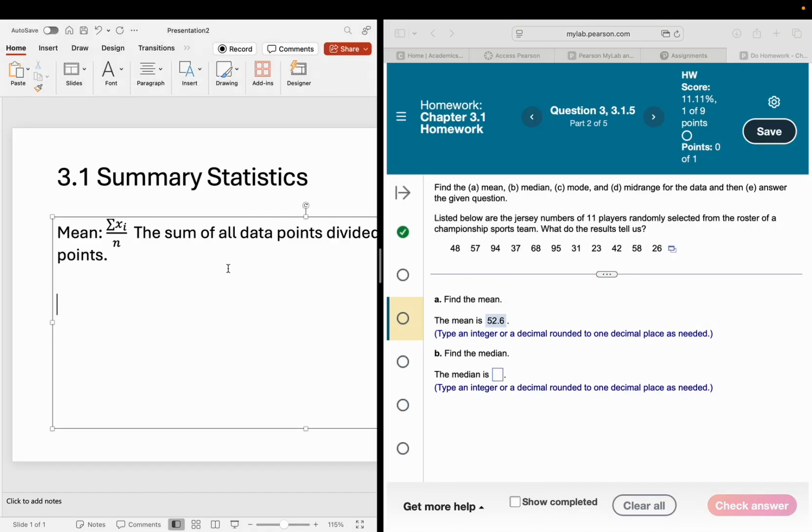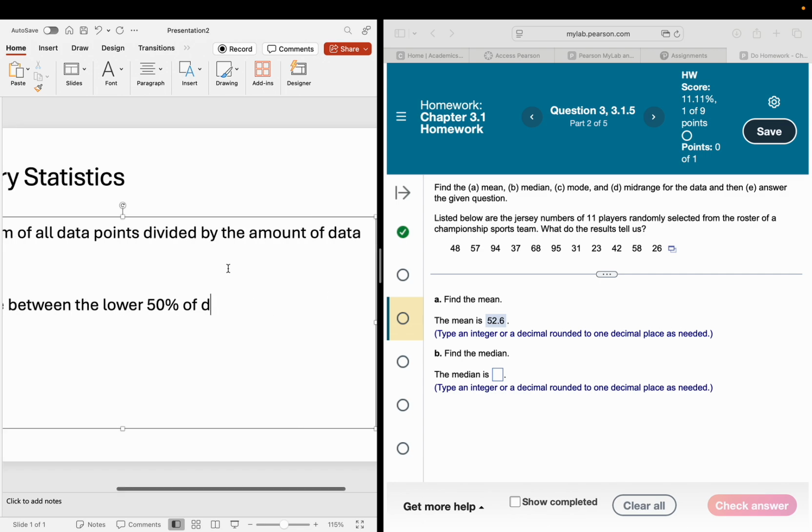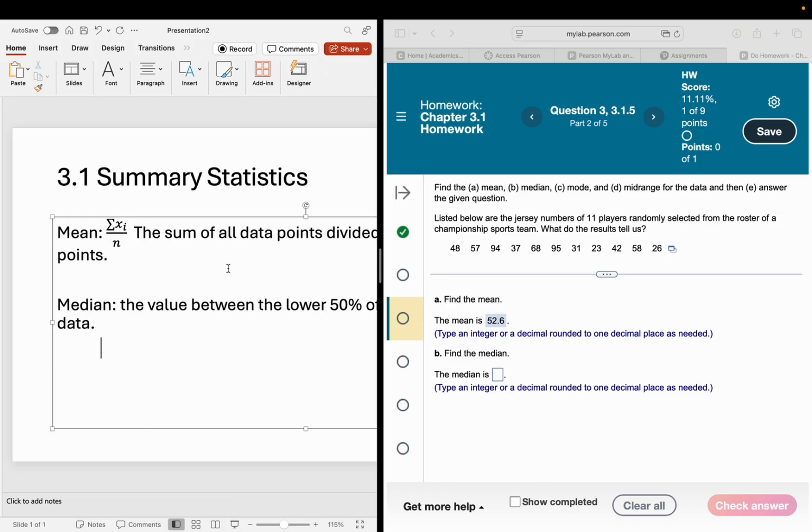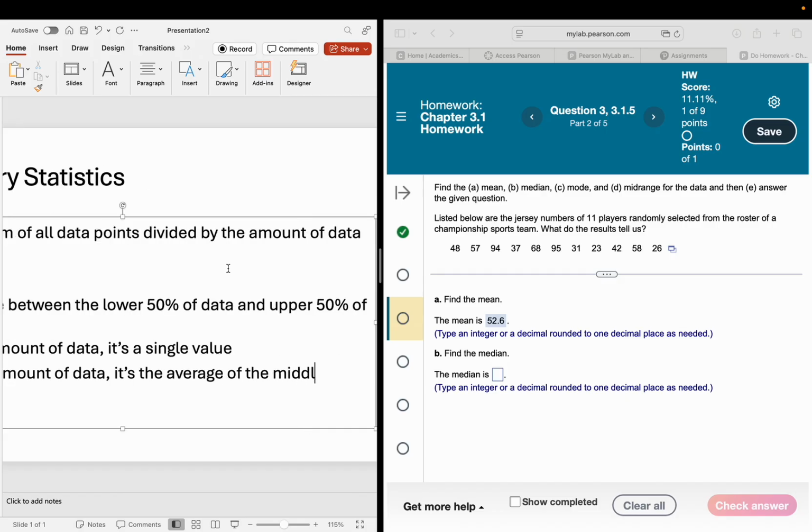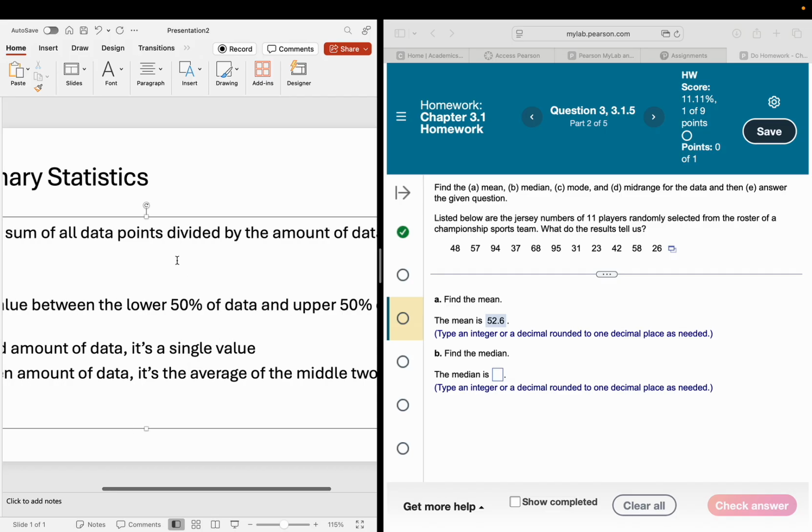Find the median. Now the median is a little bit different. It is the value between the lower 50% of data and upper 50% of data. We could go a step further. For an odd amount of data, it's a single value. And for an even amount of data, it's the average of the middle two. Right? Hopefully that sounds familiar.